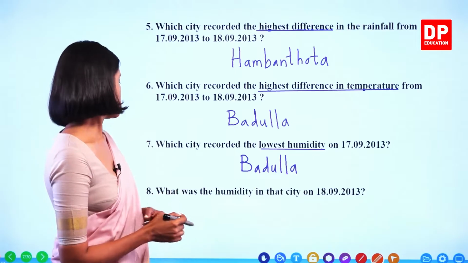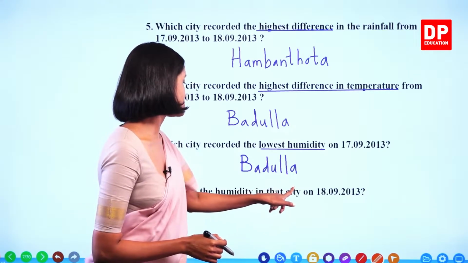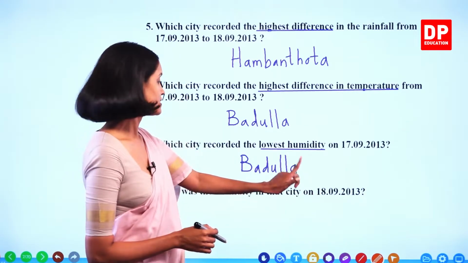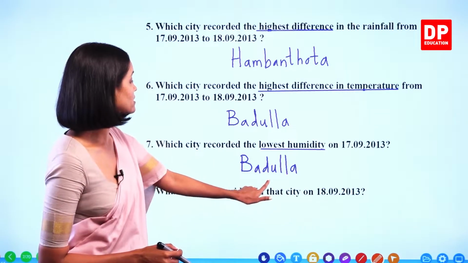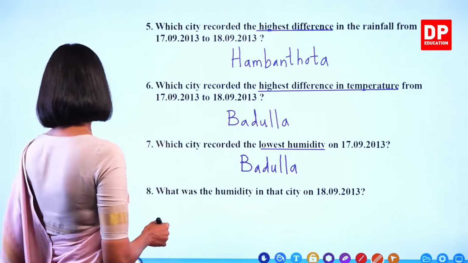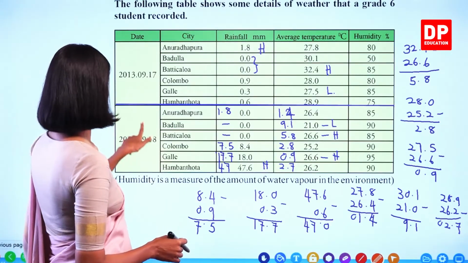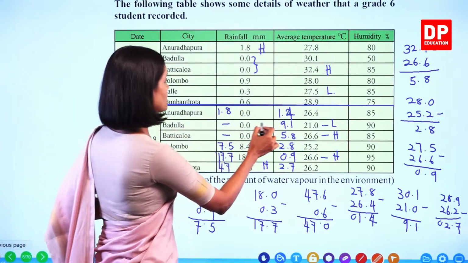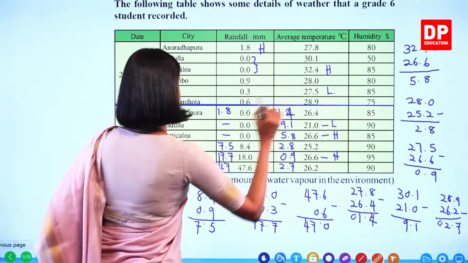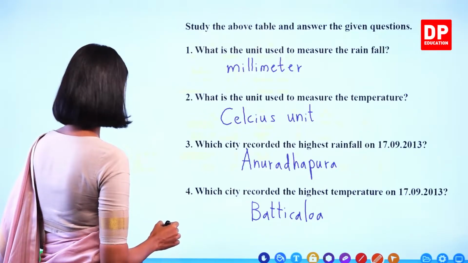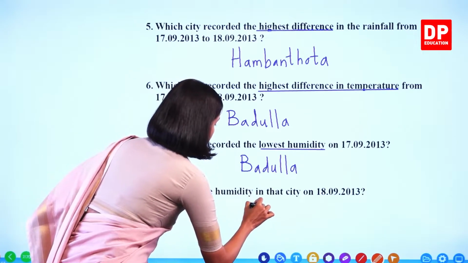And number 8. What was the humidity in that city on 18th? 18th, in the same city, Badulla. What was the humidity on 18th? Let's go through that. 18th, Badulla, humidity is 90, right? 90%.